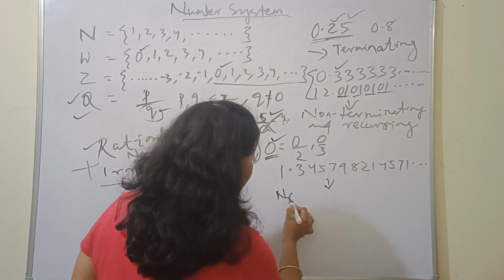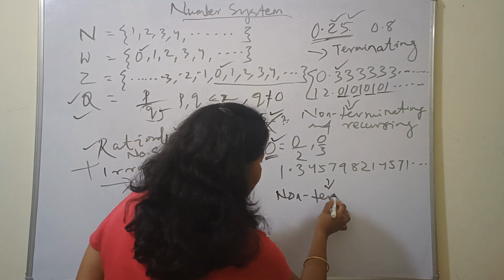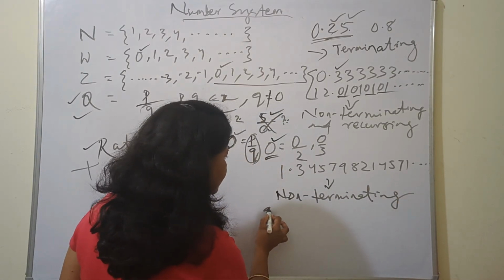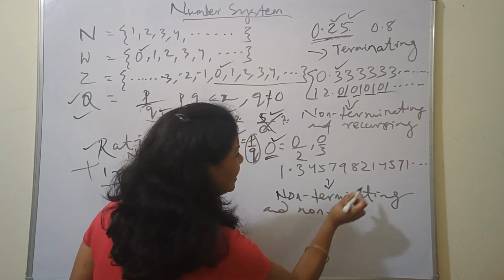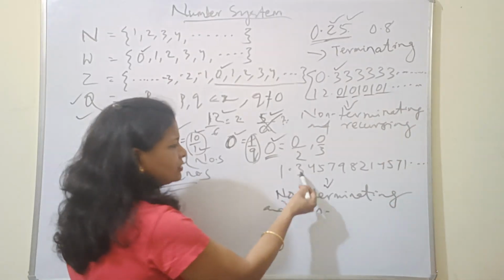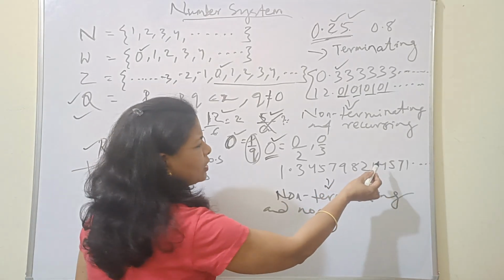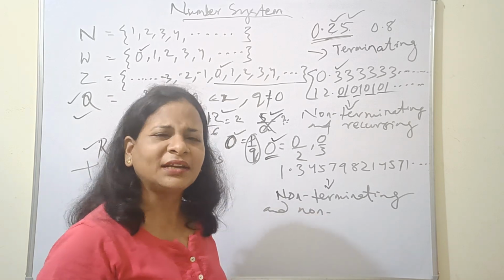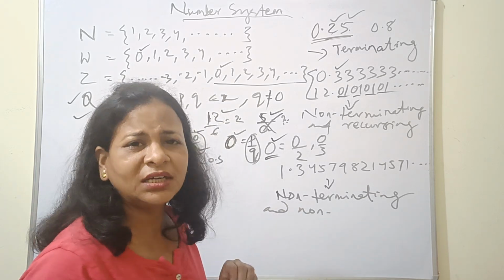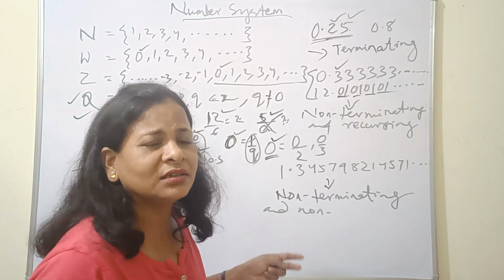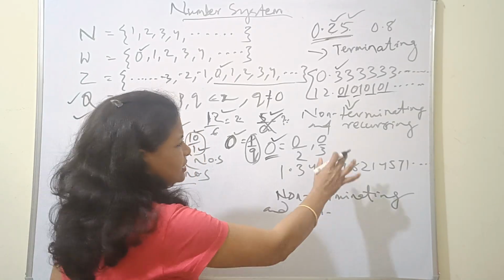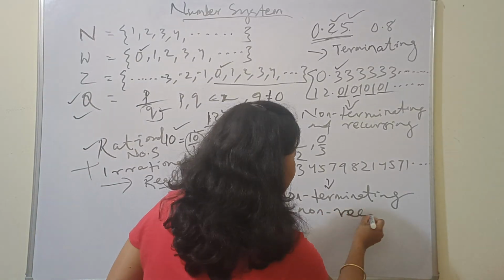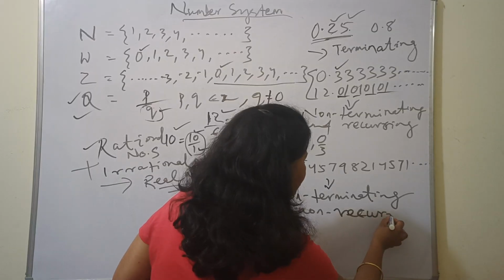So it is called non-terminating and non-recurring. Why is it non-recurring? Look at this, 3, 4, 5, 7, 9, 8, 2, 1, 4, 5, 7, 1. It continues, but no number gets repeated. It never comes to end. It never terminates. It also doesn't have any repeating number. That's why this is non-terminating and non-recurring. But what is the main thing that I want to tell you about?